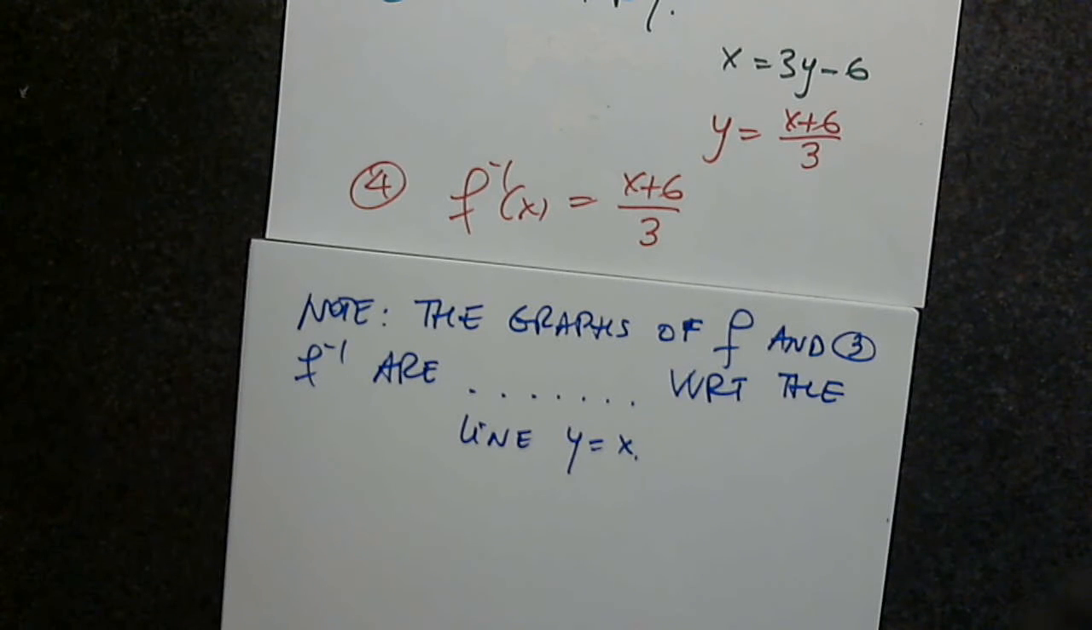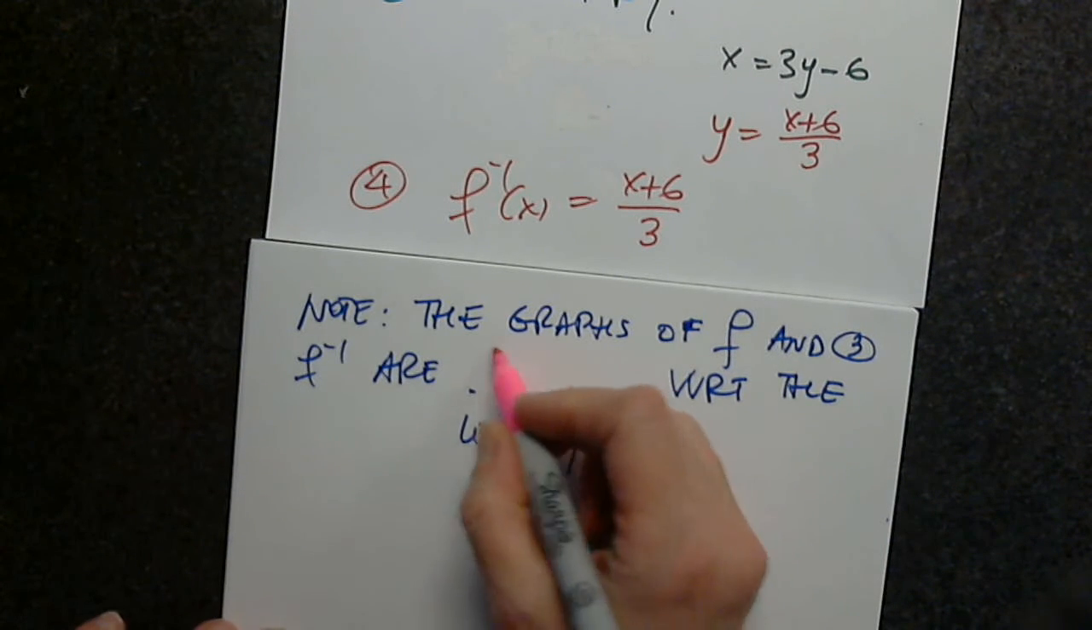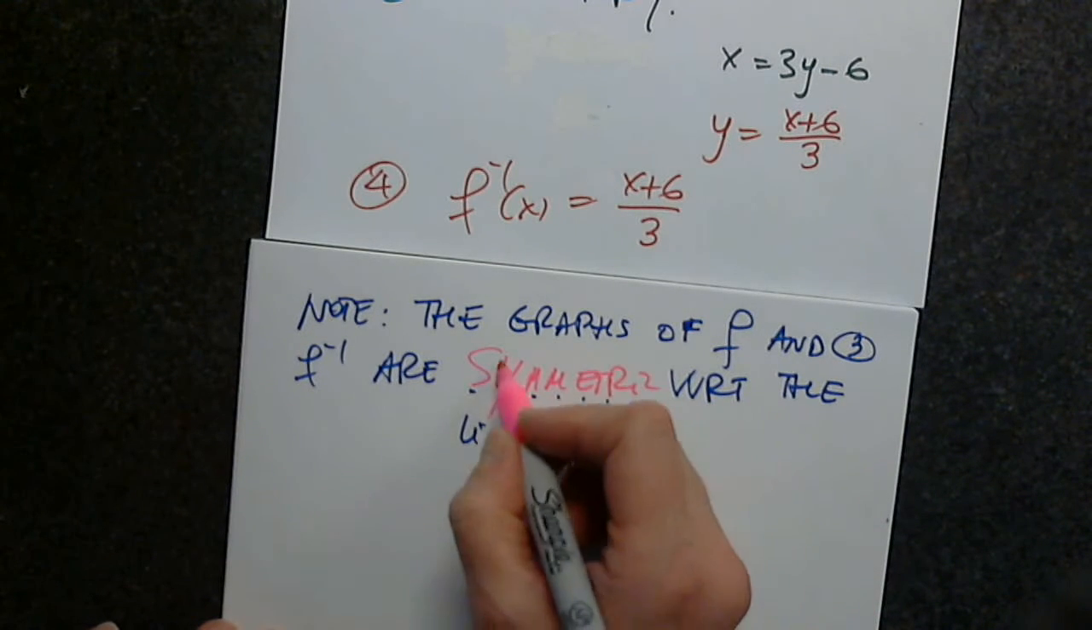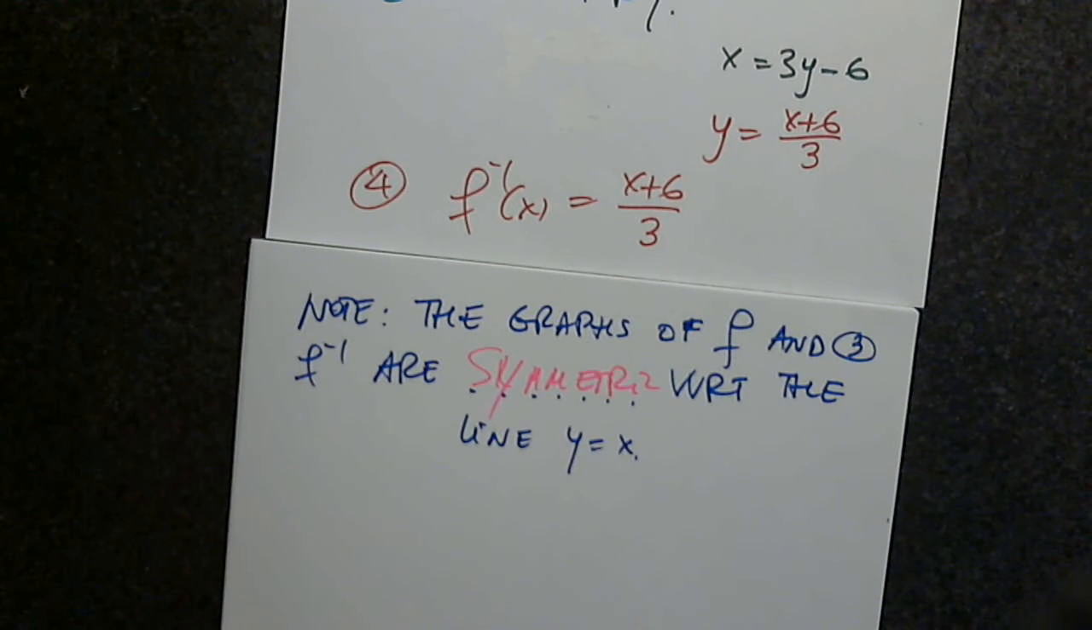The graphs of f and f inverse are always symmetric with respect to the line y equals x. They are always symmetric with respect to the line y equals x.